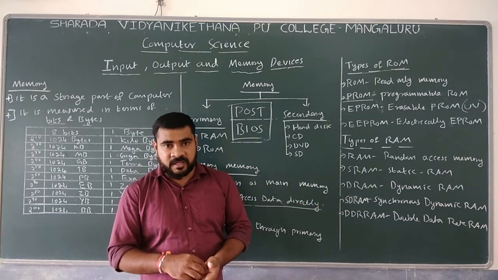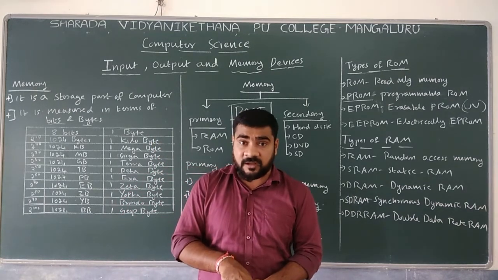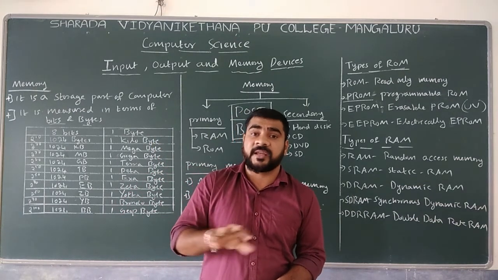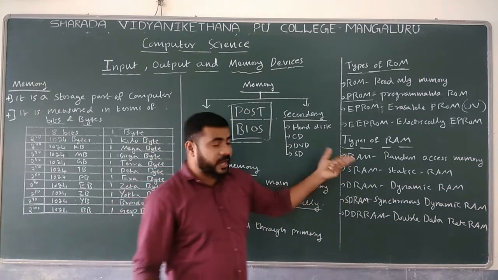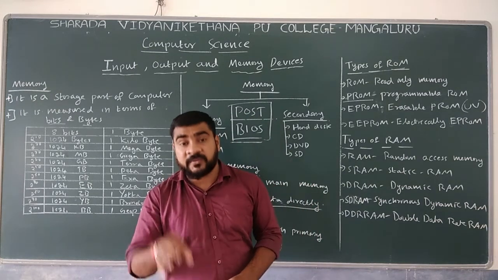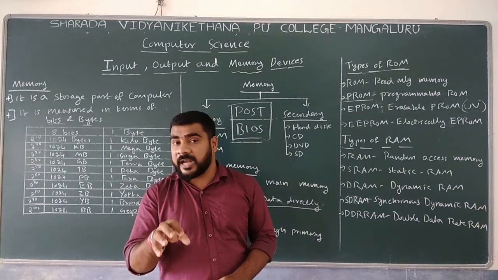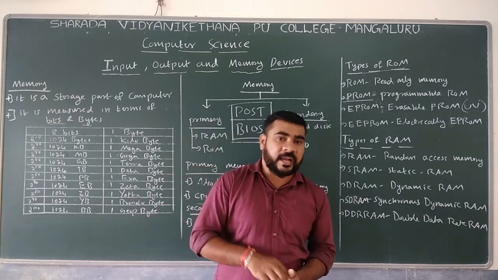Random access memory. In case of RAM, when power is off, data stored in RAM will be erased. In case of ROM, data will be permanent, but in case of RAM device, when power is off, at that time the data stored in the RAM device will get erased.